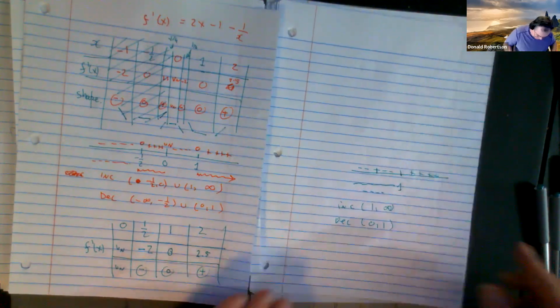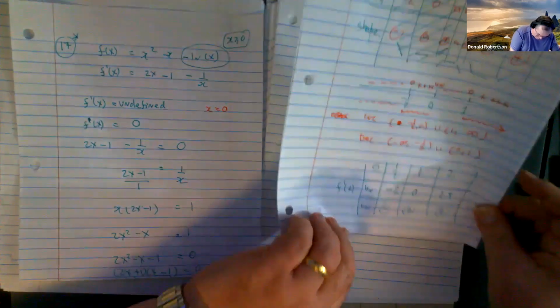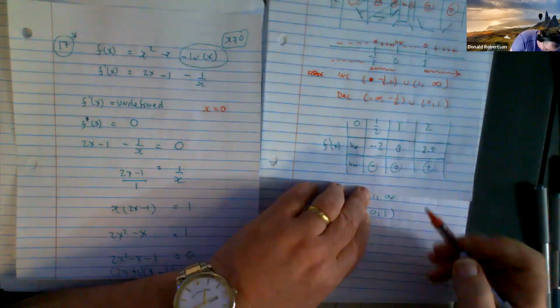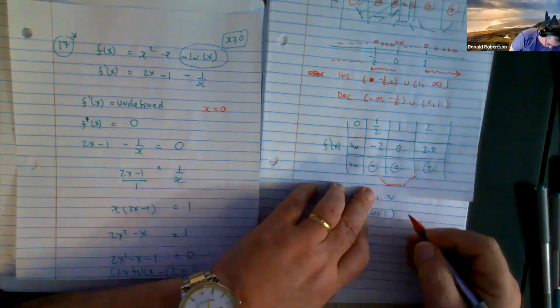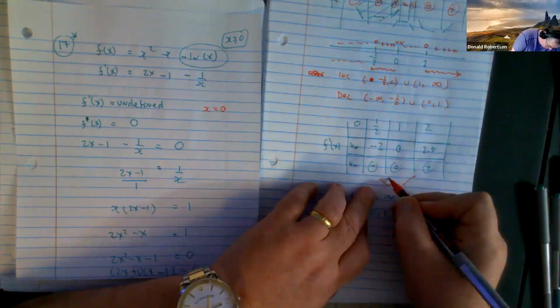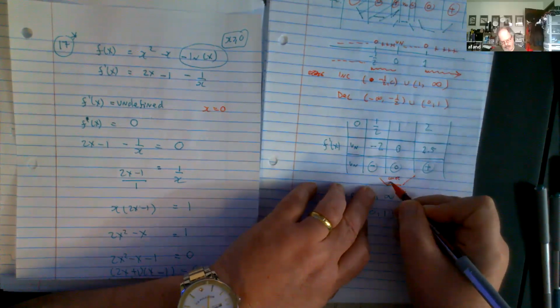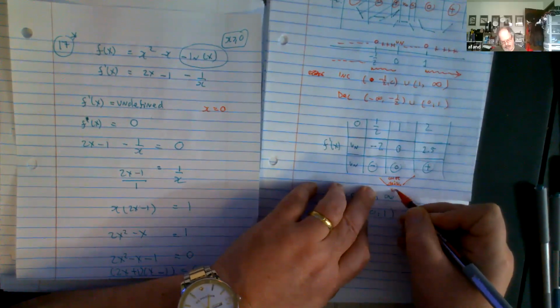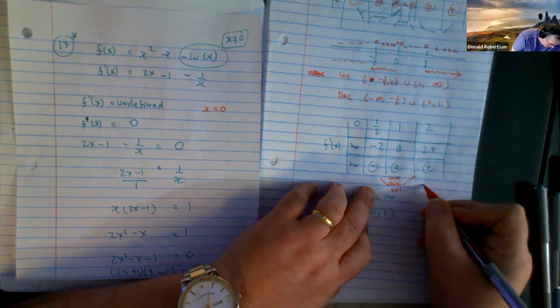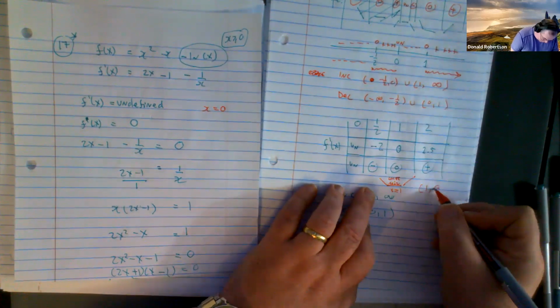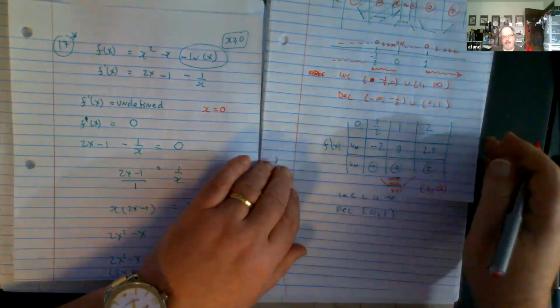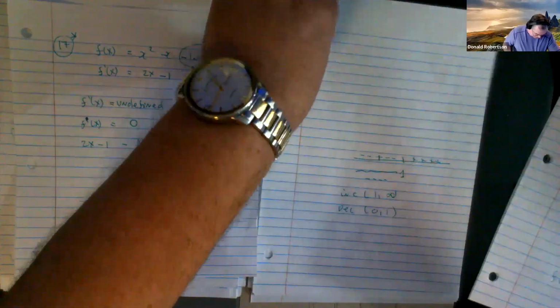Well, in that case then, based on this shortened version, I have a negative, a 0, and a positive. So I have a local minimum at x equals 1. And its coordinates are 1, 0.